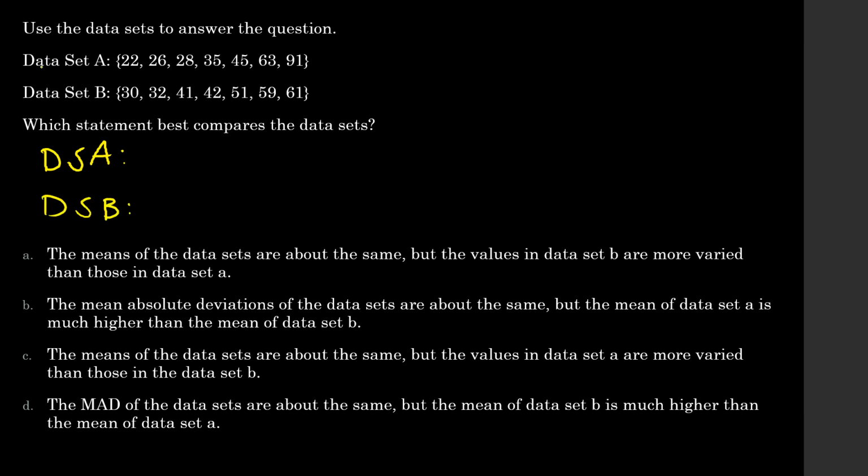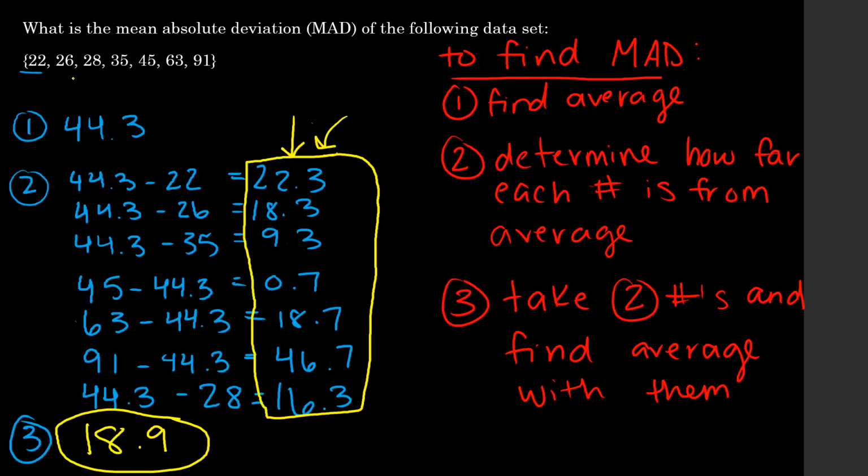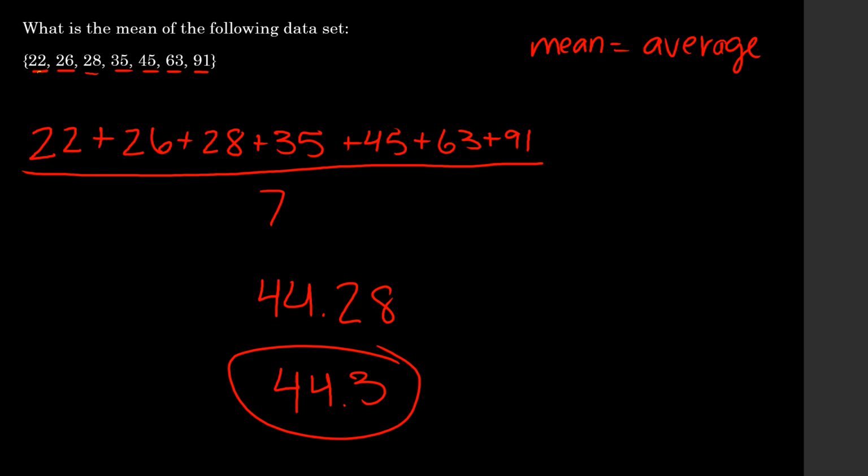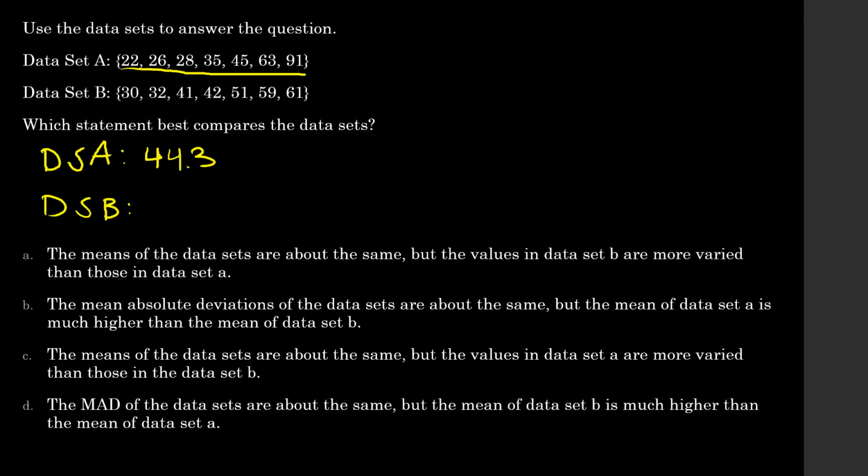So remember, to find an average, you add up all the numbers you're given and divide it by however many you have. Notice how data set A is the same numbers that we were just dealing with. That average was 44.3. If I look at these numbers here, they're exactly the same as these ones. So we've already figured out our mean or our average. So this is our mean. And so let's figure out what the average would be for data set B.